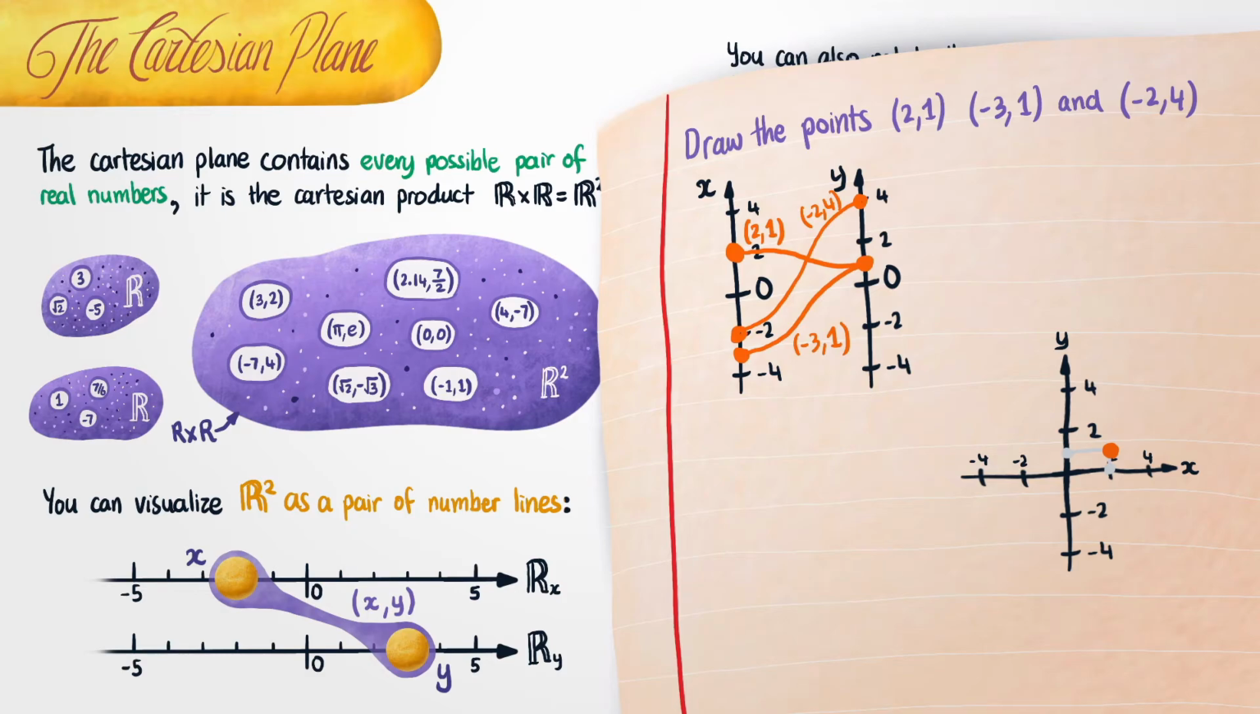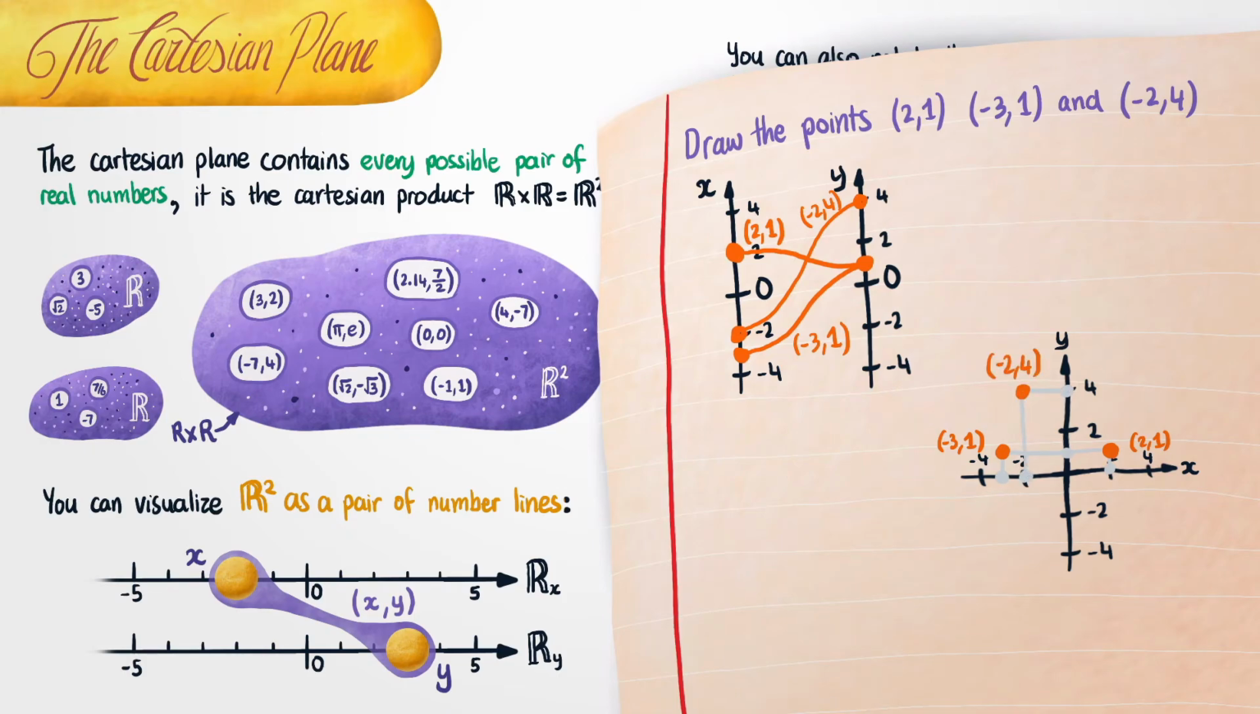Now for the next point, we're looking for the point minus 3, 1. So the x-coordinate is minus 3, and the y-coordinate is just 1 again. Drawing the horizontal and vertical lines tells us that the main point is over here. Now finally, this point over here is minus 2, 4. So its x-coordinate is minus 2, and the y-coordinate is 4. Drawing in the lines shows us that this new point is over here.